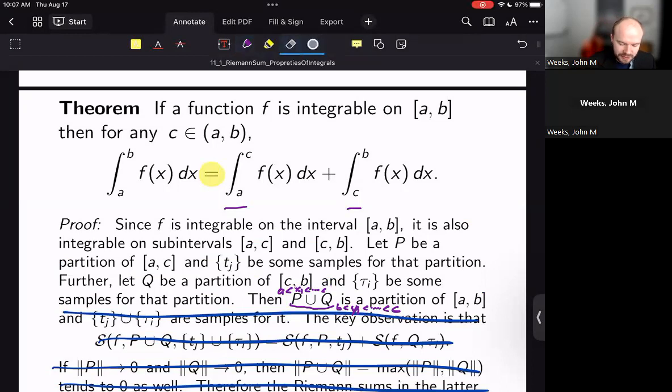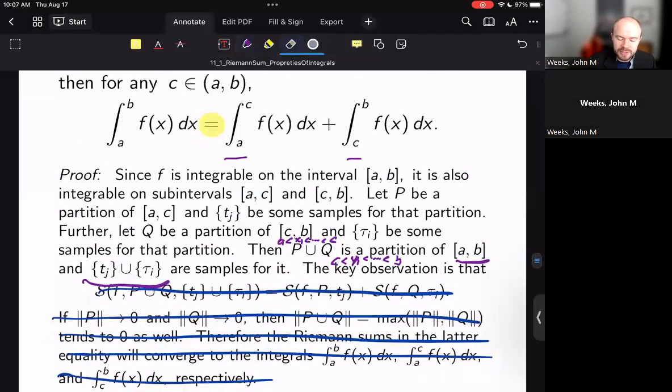a to b. Oops, excuse me, just changing the letters here, I realized that this should be c in the middle, not b. So let me go ahead and change that. So there we go. We've got our partition now for the entire interval going from a to b with the samples to go along with it. Notice that these samples correspond exactly to the samples that we had for each of these individual integrals, which is going to be key for helping us see that these two things should actually equal the same thing.